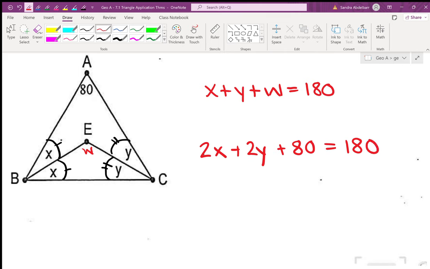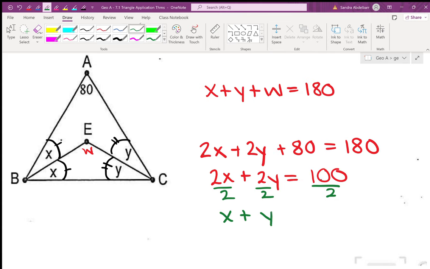What do you think I'm going to do with that 80? I'm going to subtract it, exactly. So we're going to have 2X plus 2Y equals 100. Does anybody see anything I can do with that 2X plus 2Y equals 100 to make it simpler? We can divide that whole equation by 2 to make it a little bit smaller. So it's X plus Y equals 50.